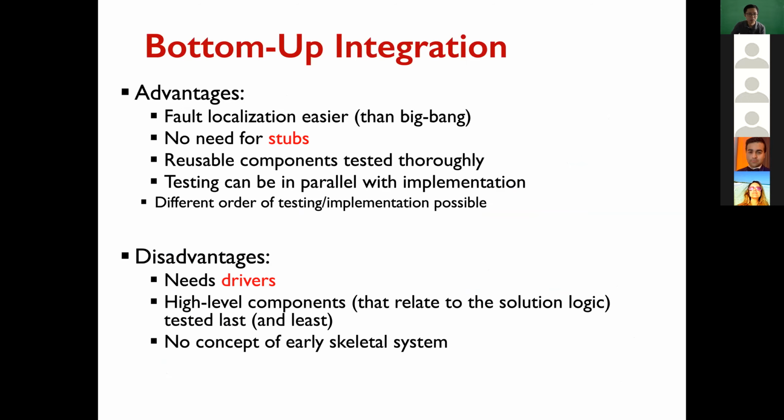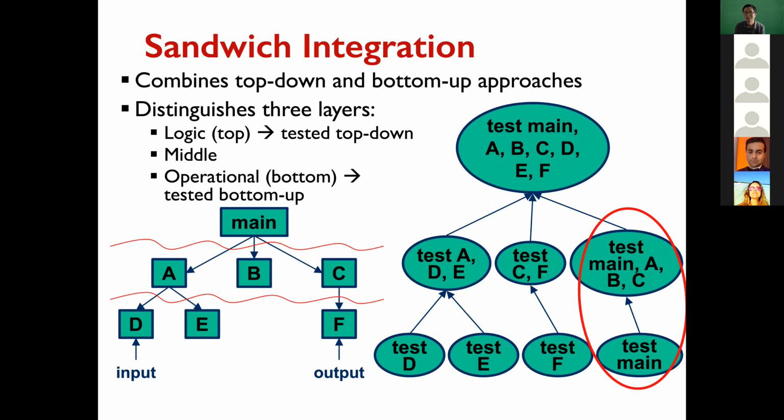So this is a bottom-up strategy. And another is a sandwich strategy, which is a combination of a top-down and a bottom-up strategy. So basically, we can do top-down for top levels, and we can do bottom-up for the bottom levels. And there's a middle level. So we first run the middle level. We test the last. Okay.